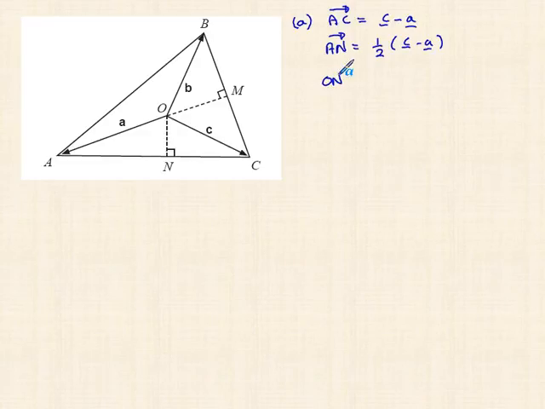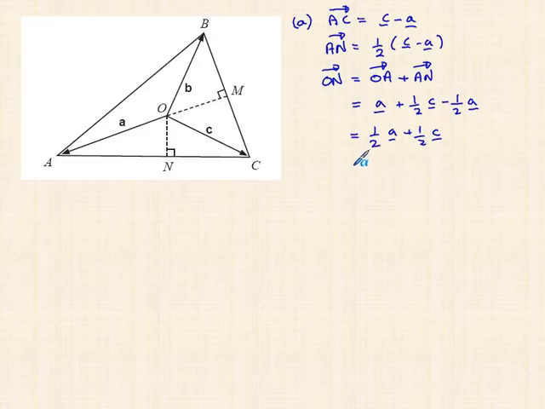If I want to go O to N, I could go OA plus AN, and that would be A plus a half of C, take away a half of A, which is a half A plus a half C, or half A plus C, which is the answer you may have seen straight away because N is the midpoint of AC.